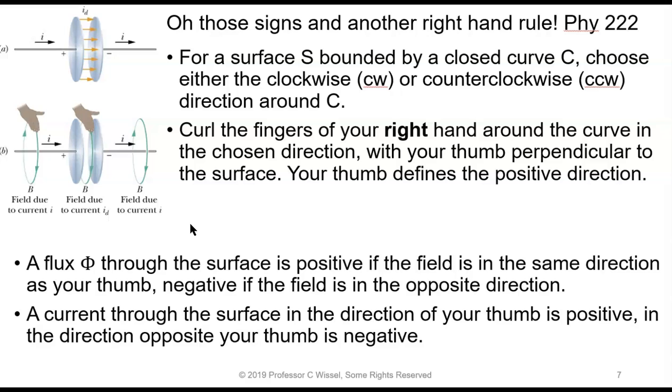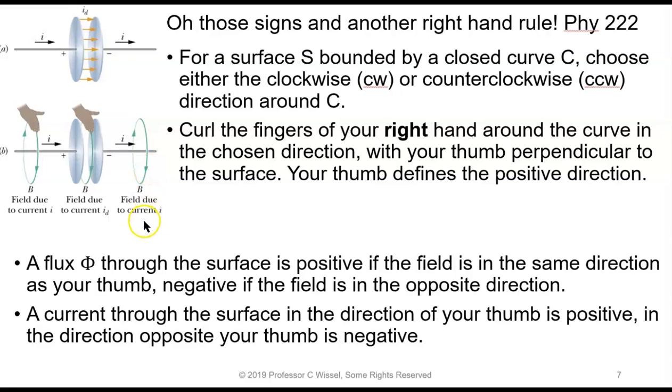A current through the surface in the direction of your thumb is considered positive, and the direction opposite your thumb is negative. Now, the way I handle this is I always put my thumb in the direction of the current or the direction of the electric field. And of course, those are the same direction because remember, the current is a flow of hypothetical positive charges, and positive charges swim downstream in electric fields. So in other words, the current is in the same direction as the electric field. If you put your thumb in the direction of the current or the electric field, you will always have a defining positive.